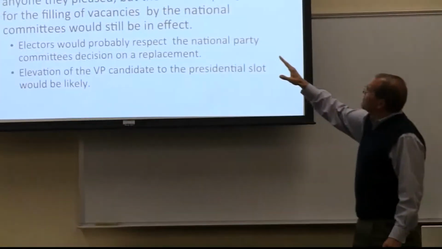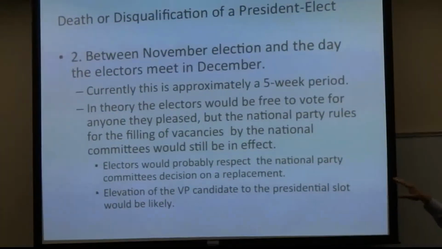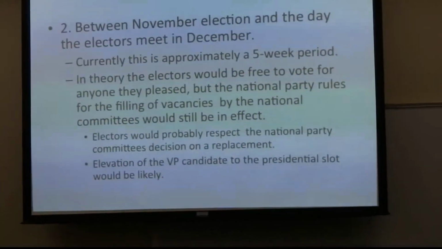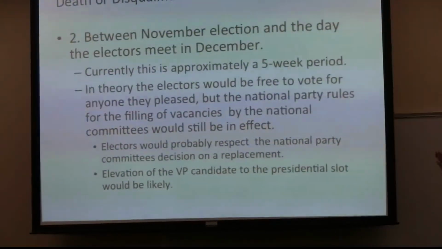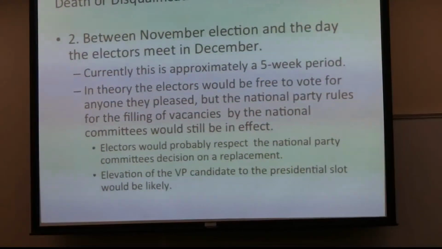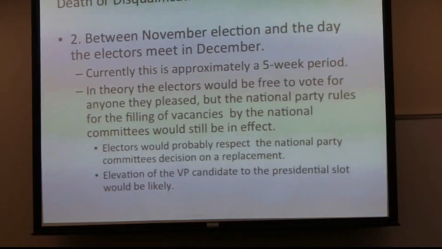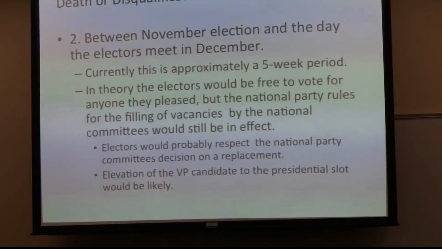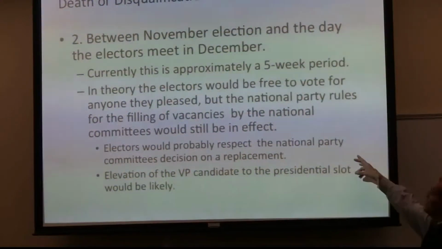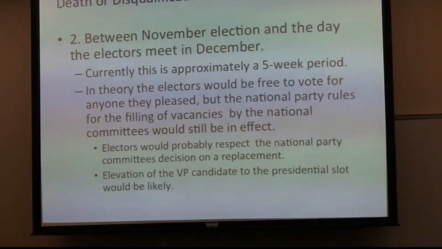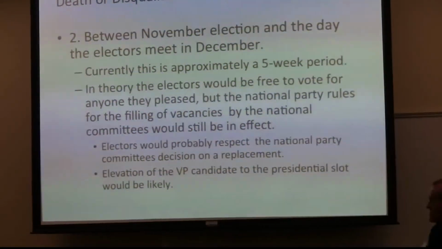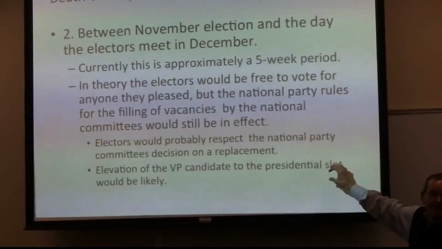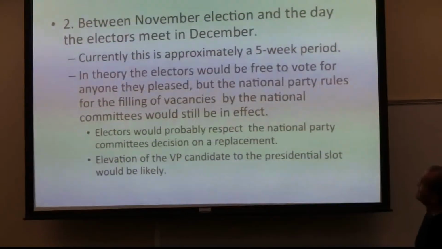Now, let's look at the period between the November election and the day the electors meet in December. Okay, this is about a 5-week process. In theory, the electors would be free to vote for anyone they pleased, but the National Party rules for filling vacancies by the national committees would still be in effect. Electors would probably respect the National Party Committee's decision on a replacement. Another option is election of the VP candidate to the presidential slot. This is probably what would happen if the presidential candidate died.